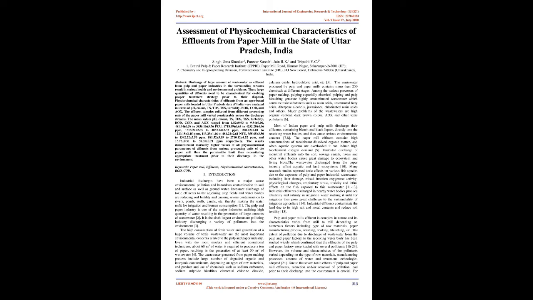Introduction. Industrial discharges have been a major cause of environmental pollution and hazardous contamination to soil and surface as well as groundwater. Incessant discharge of toxic effluents to the adjoining crop fields and water bodies is reducing soil fertility and causing severe contamination to rivers, ponds, wells, canals, etc., thereby making the water unfit for irrigation and human consumption.